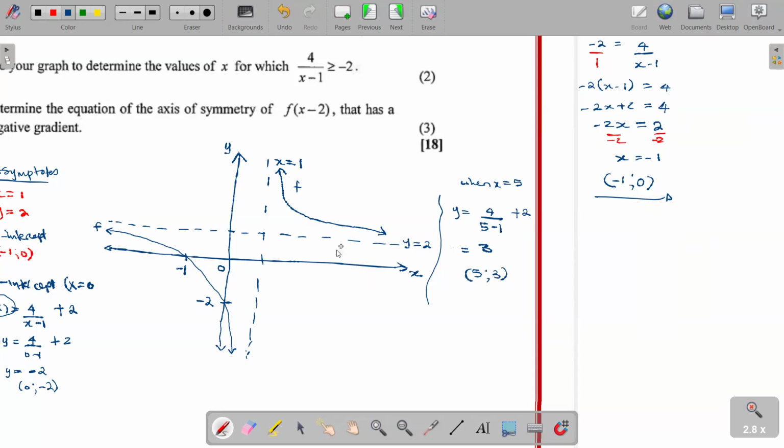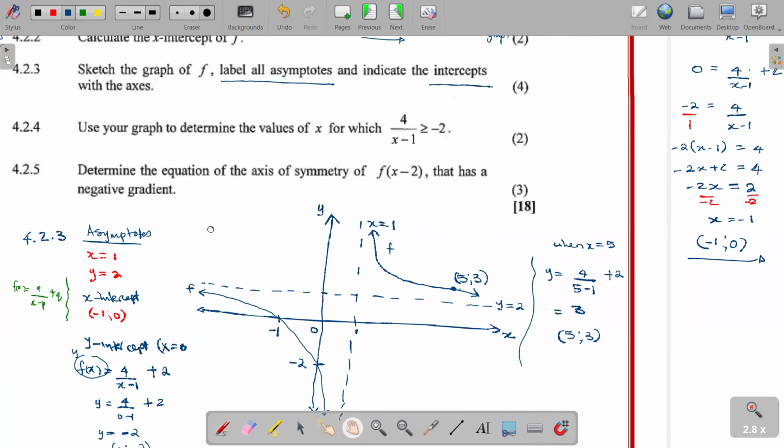Here we are at 1, so 5 can be somewhere here. So we can mark this point and call it our (5, 3). So we are done there. We go to the next question.